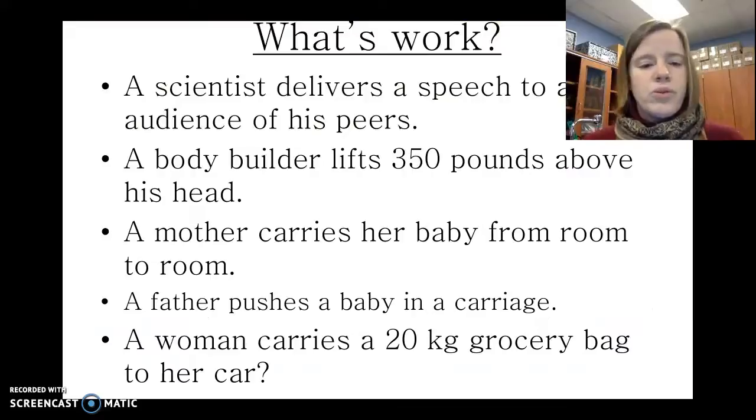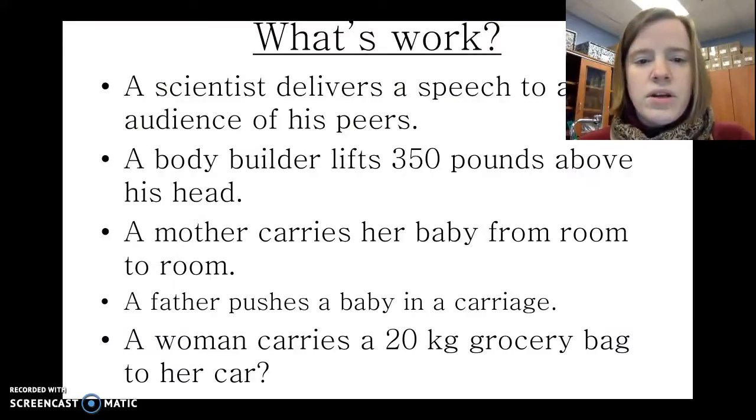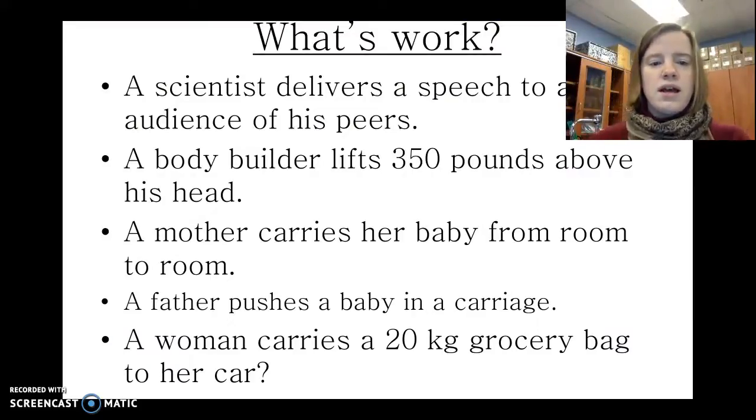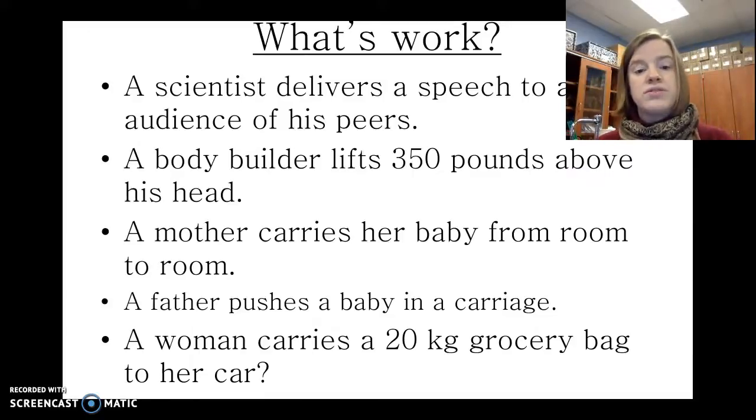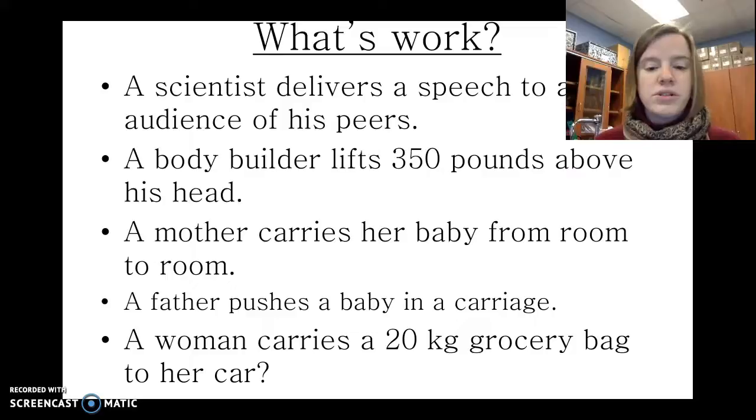So let's go through these. You're going to answer which one do you think is work and which one do you think is not. A scientist delivers a speech to an audience. A bodybuilder lifts 350 pounds above his head. A mother carries her baby from room to room. A father pushes a baby in a carriage, and a woman carries a 20-kilogram grocery bag to her car.